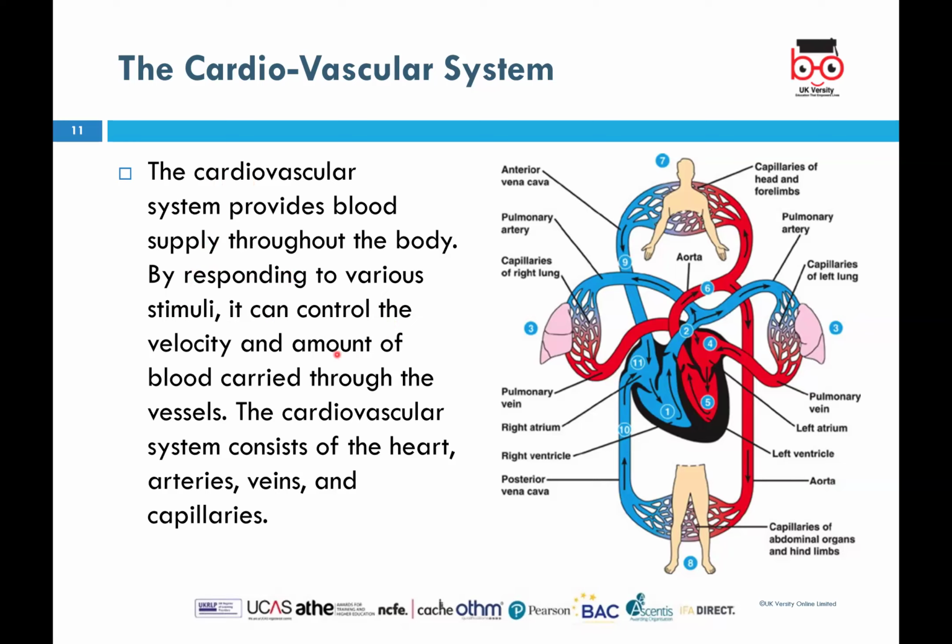It can control how much blood is required, or how much blood has to be carried out to different parts of the body. So the cardiovascular system comprises the heart, the arteries, the veins, and the capillaries. I'm not going to go into details. I'll just give you a bit about what happens here. So this is the heart, okay? So the heart pumps out. Whatever is blue is given to the heart, and whatever is red is given out of the heart.